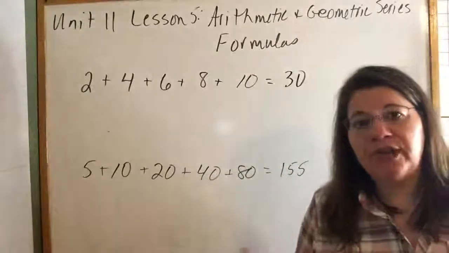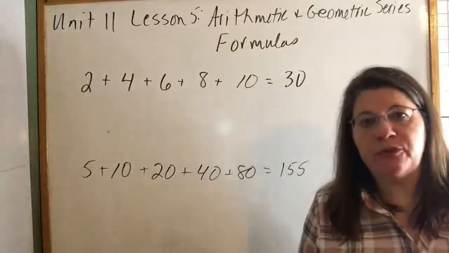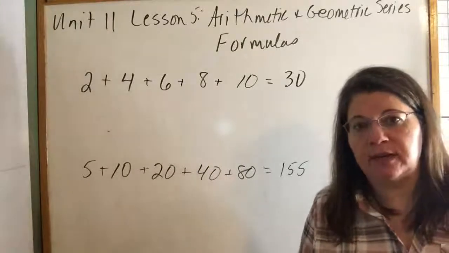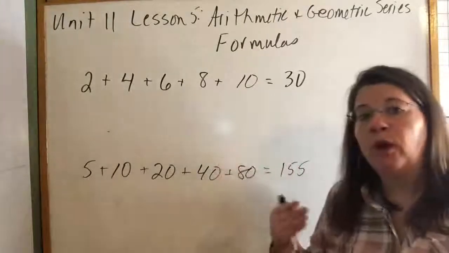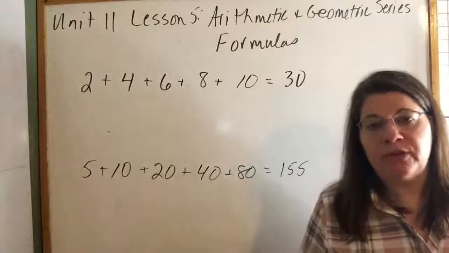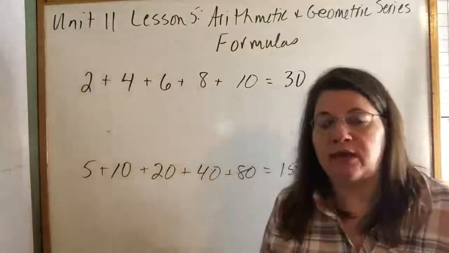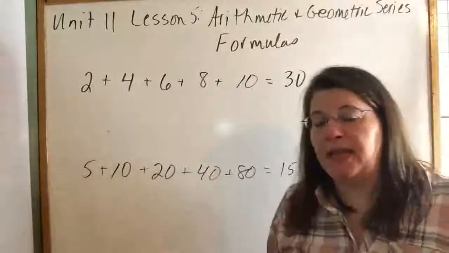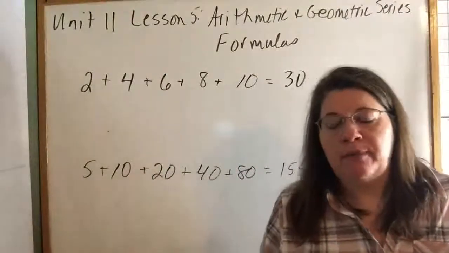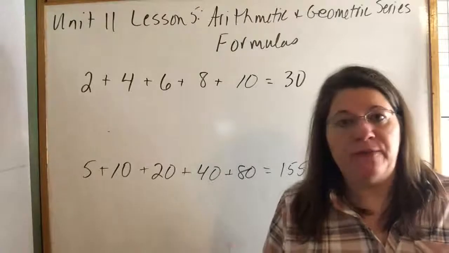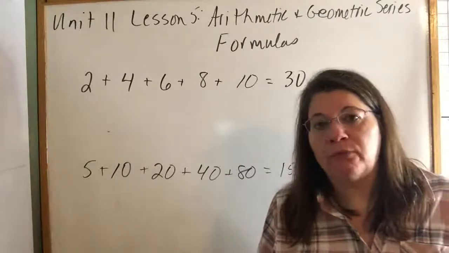So in a series, really the only difference between a sequence and a series is, instead of just listing the numbers, we're adding a group of the numbers together. That's what makes them a series. They could give us a series at the beginning of one, and they could ask us to find the sum of the first 50 terms. That's where our formulas would come in.